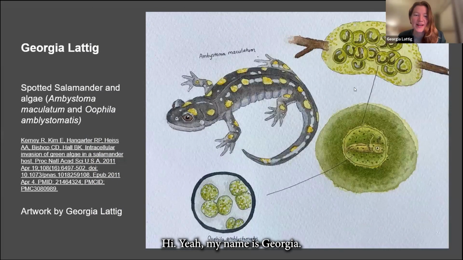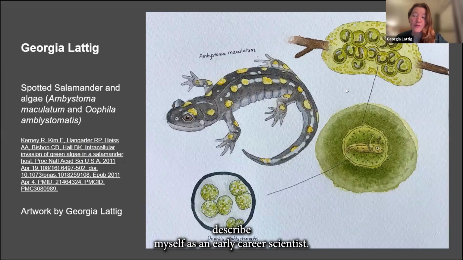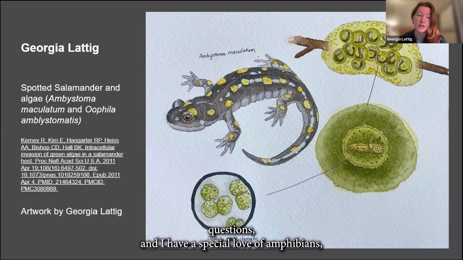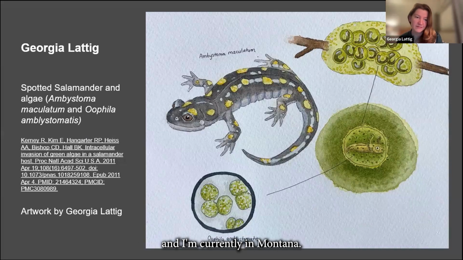Okay, hi. My name is Georgia. I would describe myself as an early career scientist. I'm very interested in asking applied conservation questions, and I have a special love of amphibians. I'm currently in Montana.